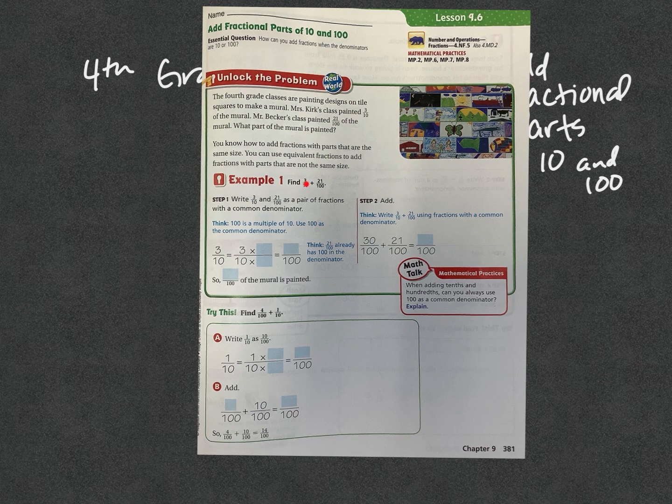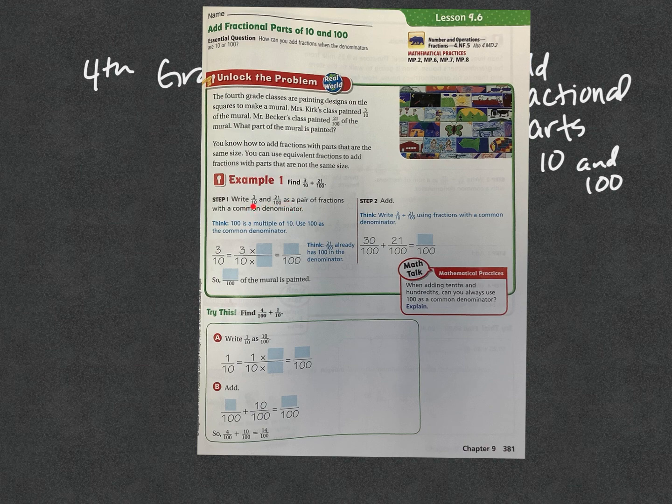So they want us to find 3/10 plus 21/100ths. I can't add together these fractions if they're cut into different pieces. So I do need to get that common denominator. We're going to write 3/10 and 21/100ths as a pair of fractions with a common denominator. Well, we learned common denominators. We count by both numbers and see where they match up.